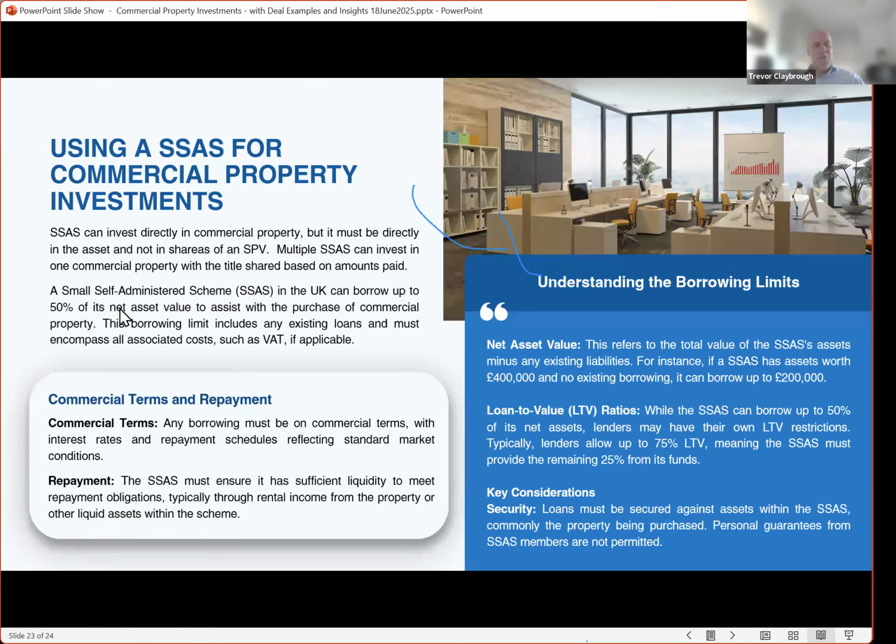And the SSAS can borrow up to 50% of its net asset value. So if, for example, you're starting the SSAS and you haven't bought any properties at all, then you can borrow 50% of the amount of money that you're using to buy the first property. The lenders will typically give up to 70%, but the SSAS rules limit that to 50%. So that's a really fast overview of how to use SSAS for investing directly in commercial property.